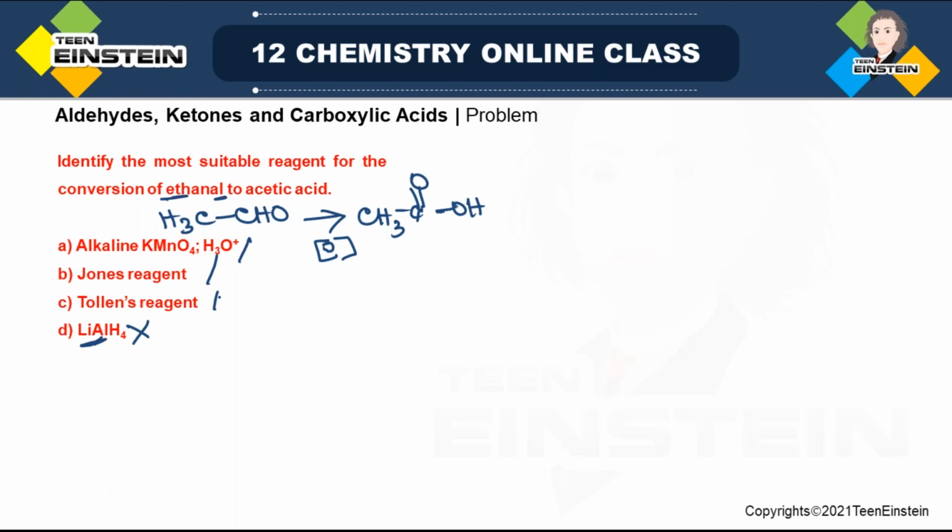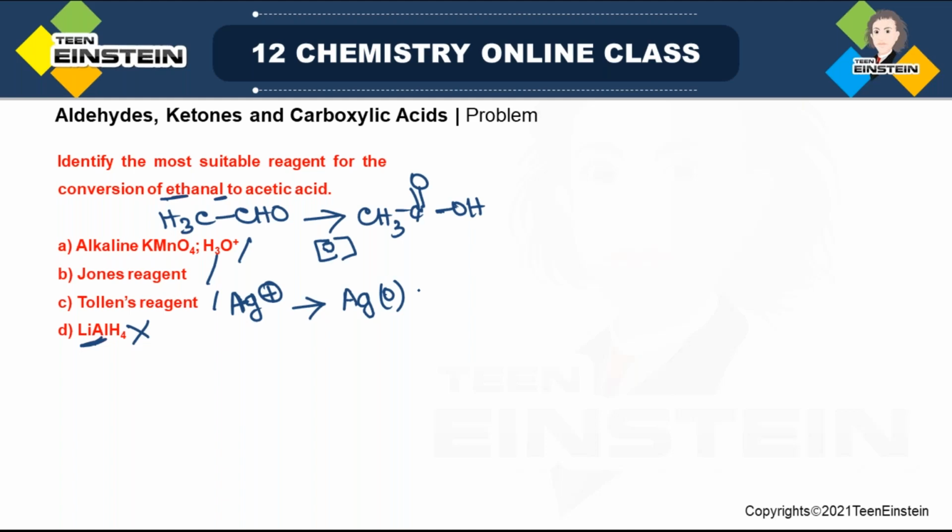In Tollens reagent, basically Ag+ is the oxidizing agent, and though we do not directly use this ion, there is a silver ammine complex. You can also check the slide where I have discussed Tollens reagent, the Tollens test, which is basically used to identify whether an aldehyde group is present or not, because it can oxidize aldehyde to carboxylic acid. So Ag+ acts as the oxidizing agent and it reduces to Ag0. That means it is accepting electrons, so it is an oxidizing agent.